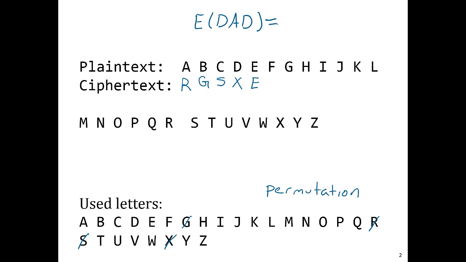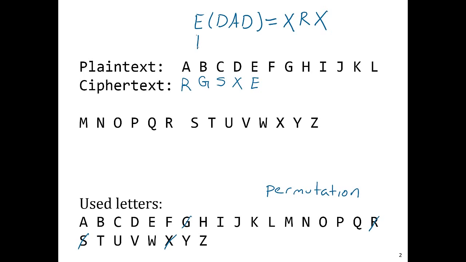To encrypt an actual word, we just carry out this substitution letter by letter. So for example, D maps to X, A maps to R, and D maps to X. So the encryption of dad is XRX. Well, so this is how you encrypt. How do you decrypt? Well, it works just as you would think.